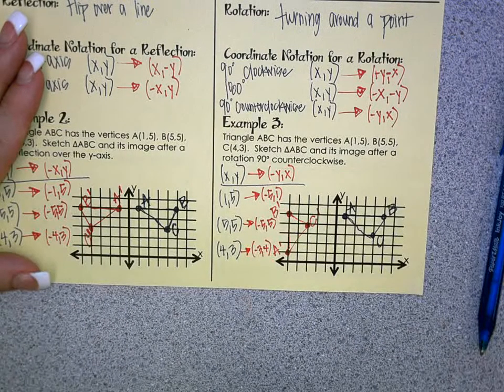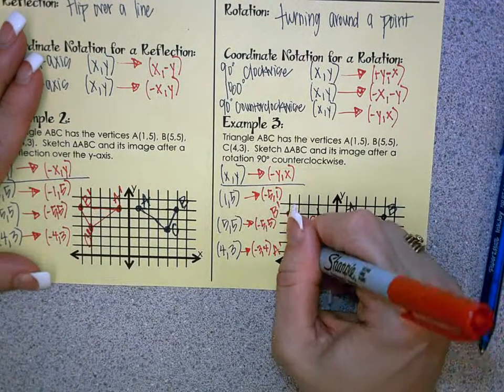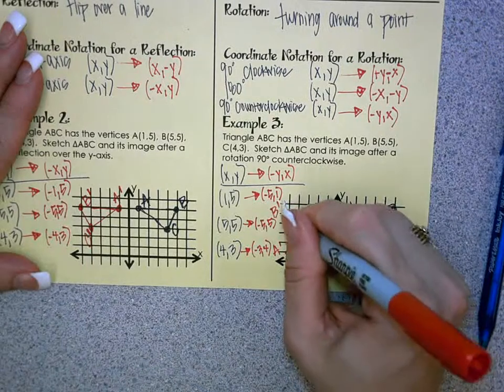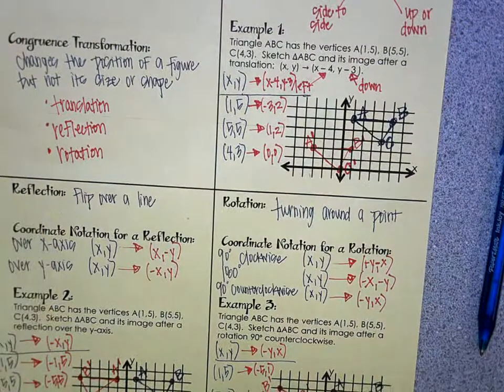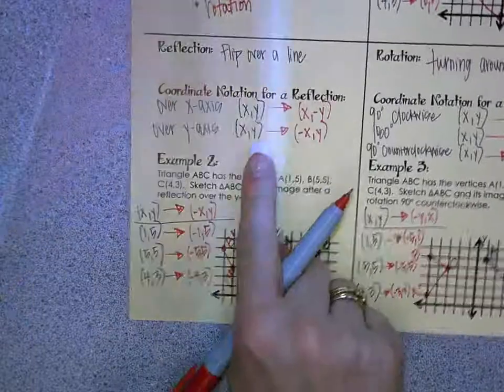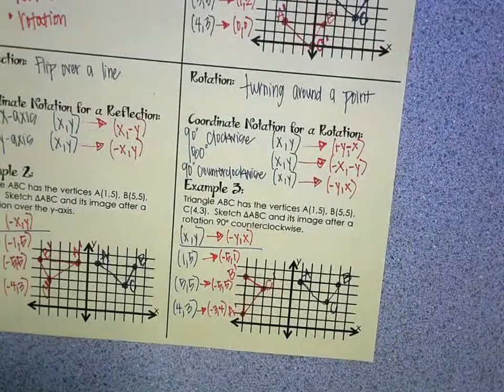So for the next couple weeks, we're going to be working on all these different types of transformations, okay? Translations, remember, is when you slide something. Reflection is when you flip it over a line. And rotation is when you turn something around a point.